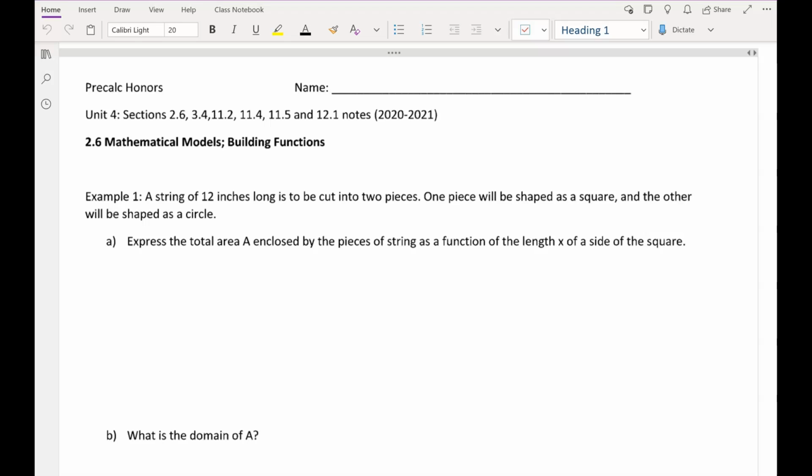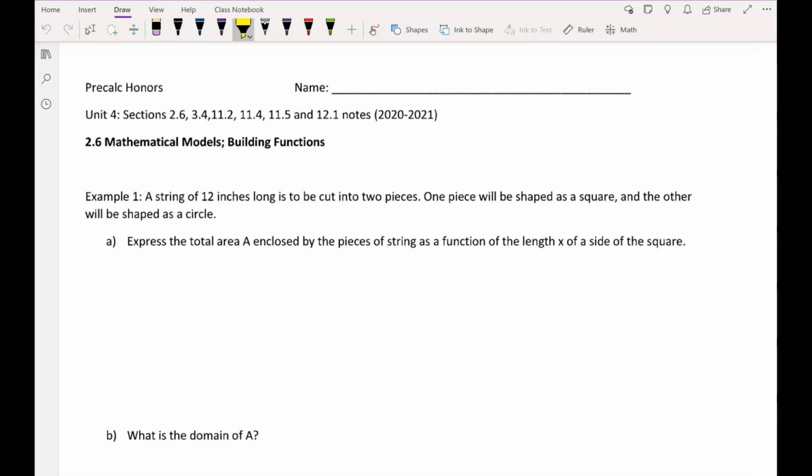Just to remind you guys that Unit 4, we will not have an exam for this unit, but all of its content will be on your final exam, okay? So let's start with 2.6. This one is sort of a little bit of each chapter. We have one section from 2.6, one section from 3.4, and 3 sections from 11, and just one more from 12.1. Now 2.6 and 3.4 are all applications.